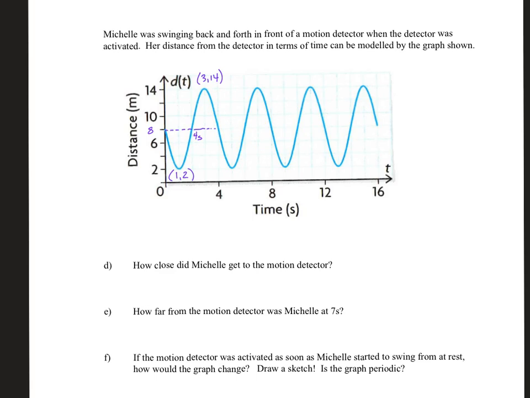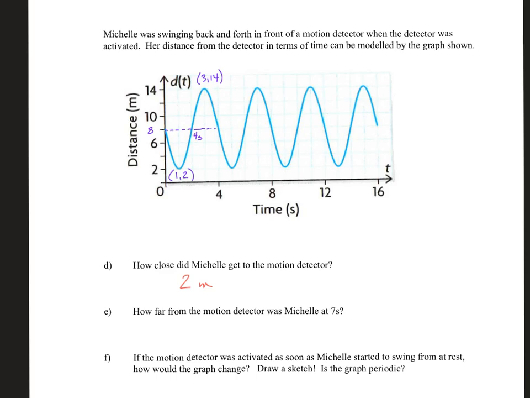Okay, so as you take a look at the problem, I've now thrown on applications D, E, and F for us to work through. So we should be able to go through pretty quickly and answer D and E. How close did Michelle get to that motion detector? That's a case where we're looking for the minimum distance, and it's 2, and we're talking about meters in this context. How far from the motion detector was Michelle at 7 seconds?